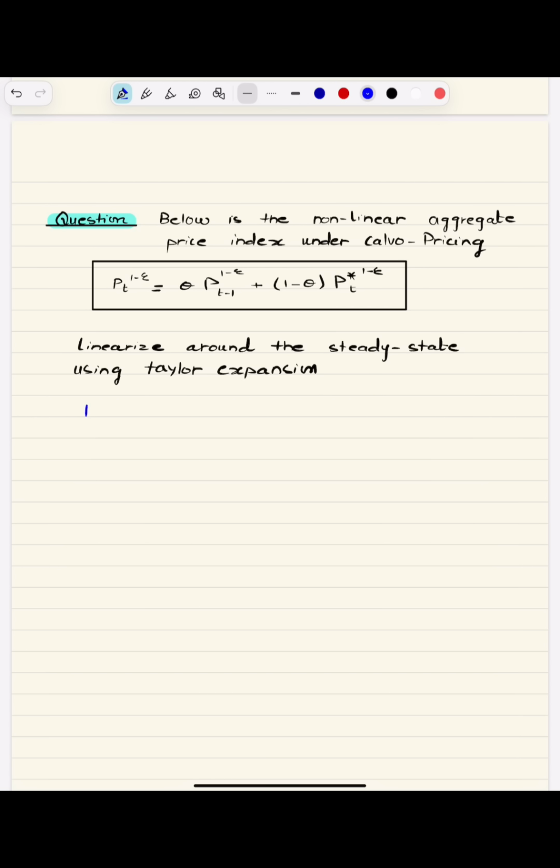Let's write the ratio first. So P_t, let's divide the left hand side and the right hand side by P-bar to the power 1 minus epsilon. So on the left hand side it's divided, so I'll have to divide it through on the right hand side as well. The reason why I'm doing this is because I know next I can apply logs, and as a consequence I will end up seeing the difference of a level from the steady state.